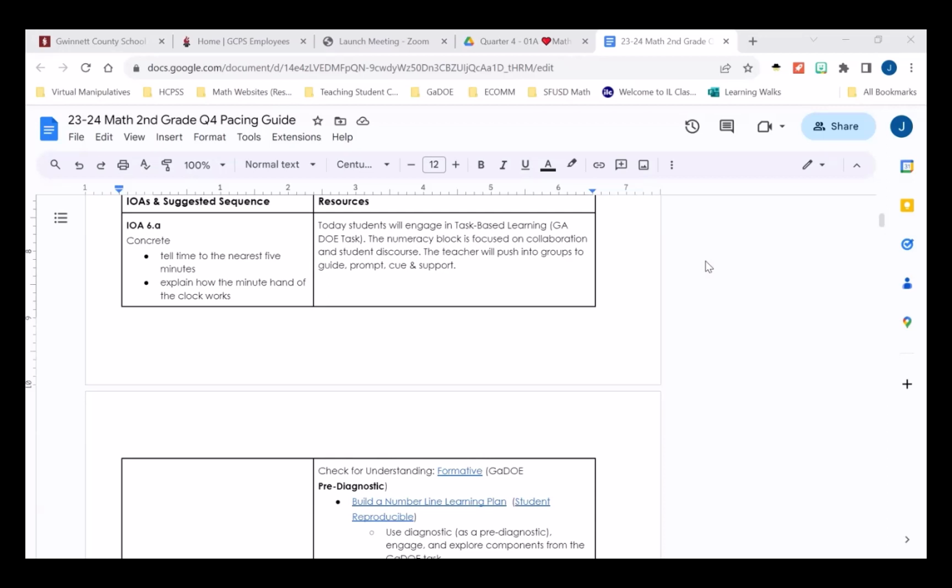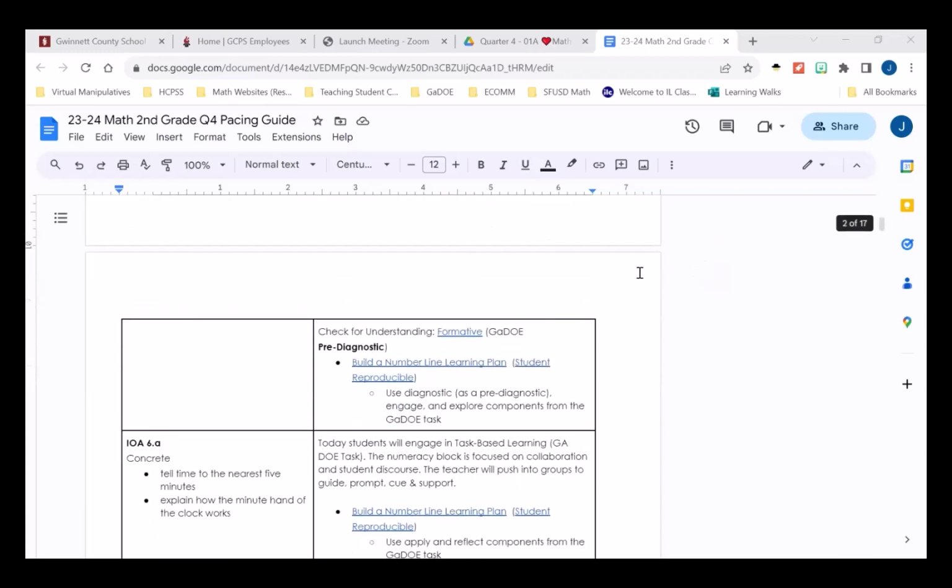Unit 7 begins with IOA 6A, tell and write time from analog or digital clocks to the nearest 5 minutes using AM and PM. And the new part of the IOA includes estimating and measuring elapsed time using a timeline to the hour or half hour on the hour or half hour for a suggested 8 days.